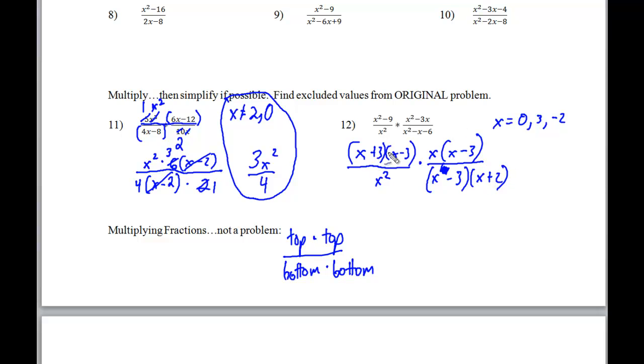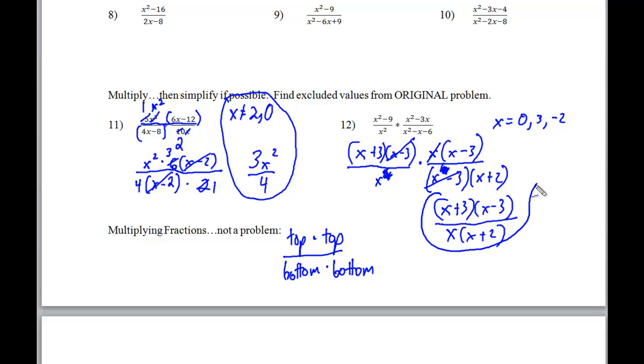Let's do some cancellation or simplification. The x minus 3's go away, and that leaves my numerator, well, wait a second, I've got an x and an x squared, so I cross out the x and make this down to x to the first power. So my numerator is going to be x plus 3, x minus 3. No need to FOIL that back into difference of squares. And then we have x times a quantity of x plus 2. There's no need to FOIL or distribute this into the back answer. And there we go.